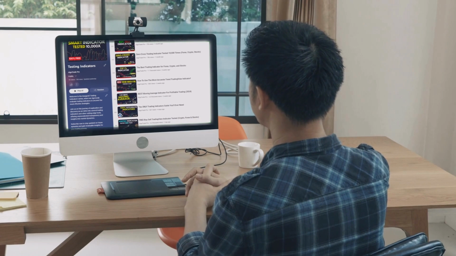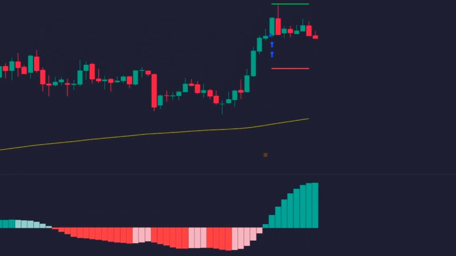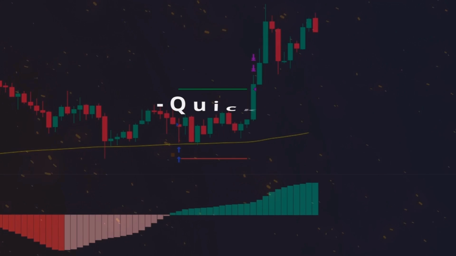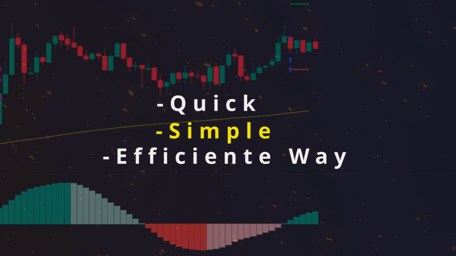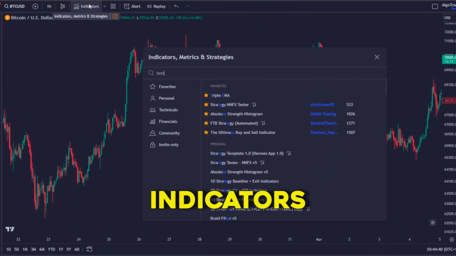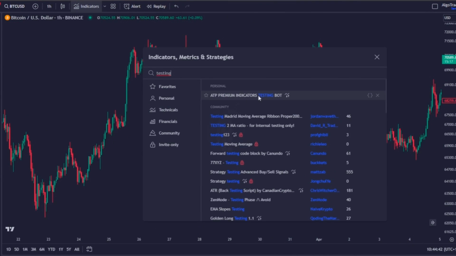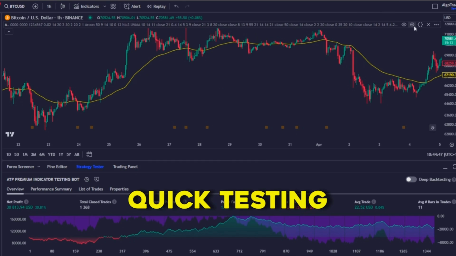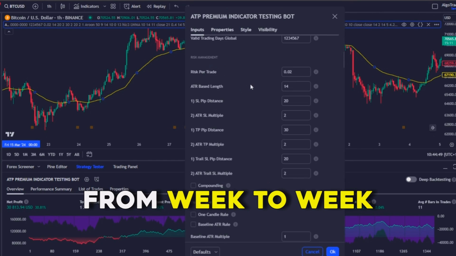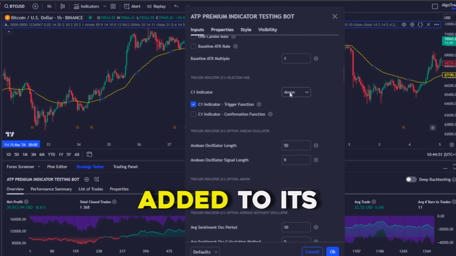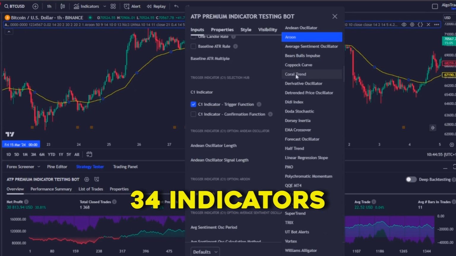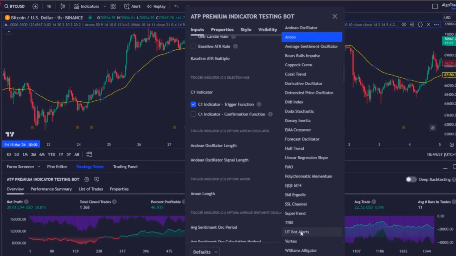But if you have been watching the episodes of this testing indicator series, you already know that I like to use a special tool to backtest indicators in a quick, simple and efficient way. And for that, I will add that indicators testing bot to my charts. For those who don't know, this is an innovative tool that allows quick testing of indicators, and that from week to week has new indicators added to its database. In the last episode, we had 34 indicators available to test, and now we have 4 new ones.